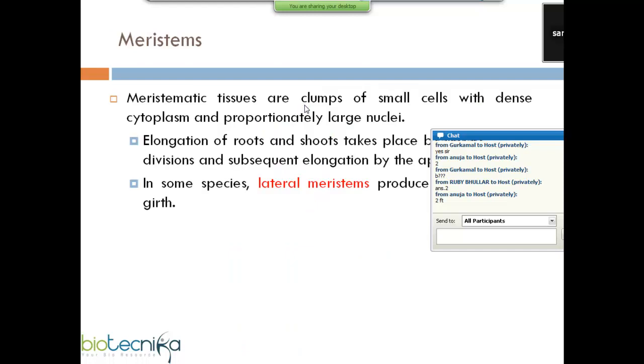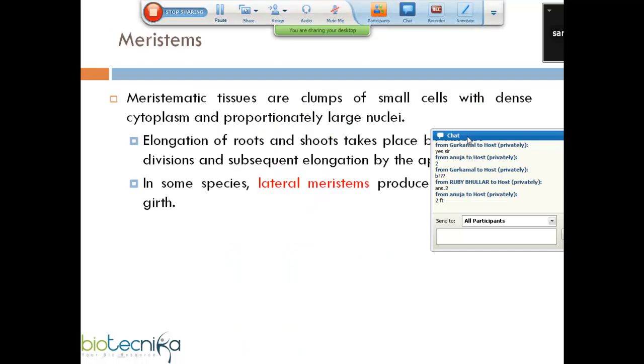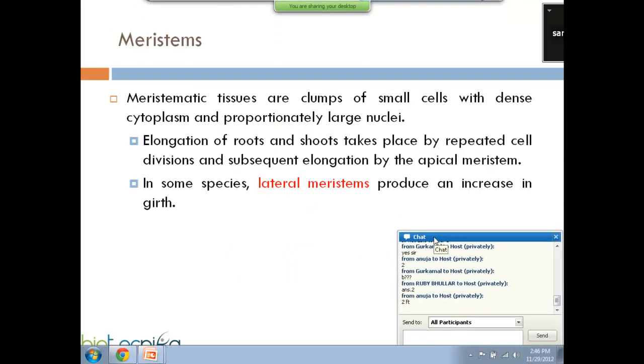So let us see that. Meristem is nothing but a clump of small cells with dense cytoplasm and proportionately very large nuclei. It elongates both your root and shoot. In some species, lateral meristem produces an increase in girth, that is nothing but branching. Some plants have a lot of branching, and that is because of lateral meristem.